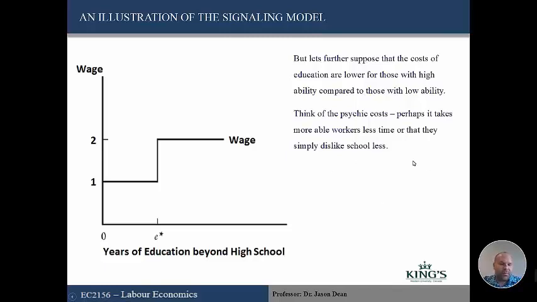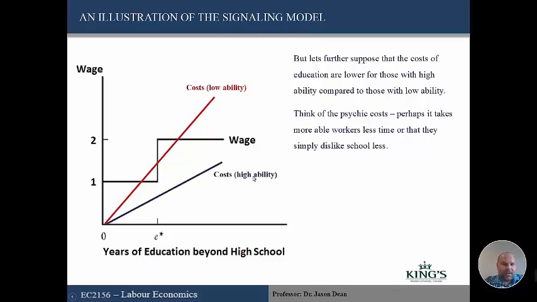So for low ability motivation, they find that getting education is much costlier in terms of psychic costs than people who are of high ability. So let's suppose the costs for low ability are represented by this red line. As we increase years of schooling, our costs increase. And for high ability, they're lower at every level of education. And this is their line.